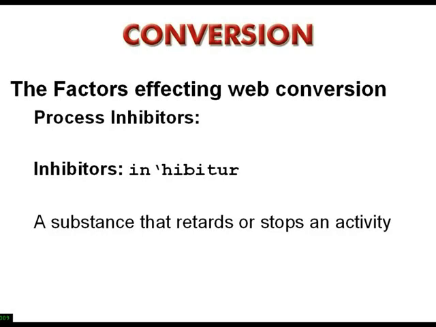Now let's look at our next item here, and this one's a little different. This is the process inhibitors, okay? And this is one where you really need to look at your sales process and see where these inhibitors may be. An inhibitor, as it says here, is a substance that retards or stops an activity. So in my book, you'd like to roll through your sales process and eliminate every one of these. Some will be easier than others, but this is the sort of thing you have to go through and see.